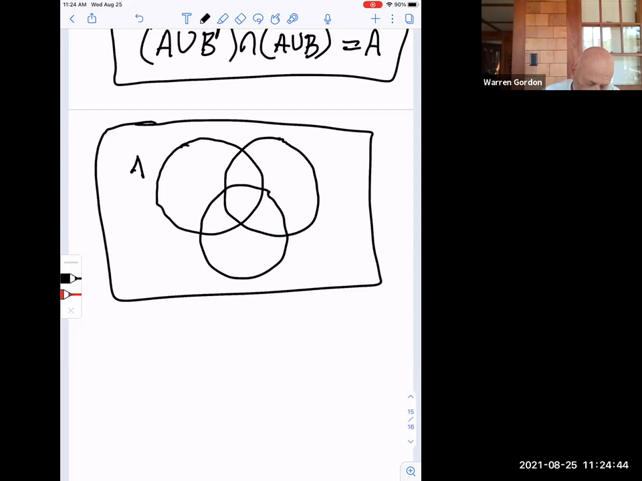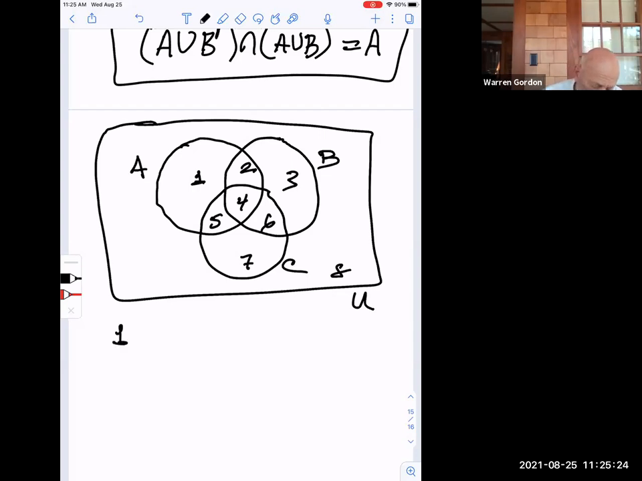So this is A, this is B, this is C, this will be my universal set. And let me label each individual region, region 1, region 2. I'm sorry, that's not region 2, I want to stick with what I have in the text. Region 2, region 3, region 4, region 5, region 6, region 7, and region 8. I want to make sure you know how to read this.